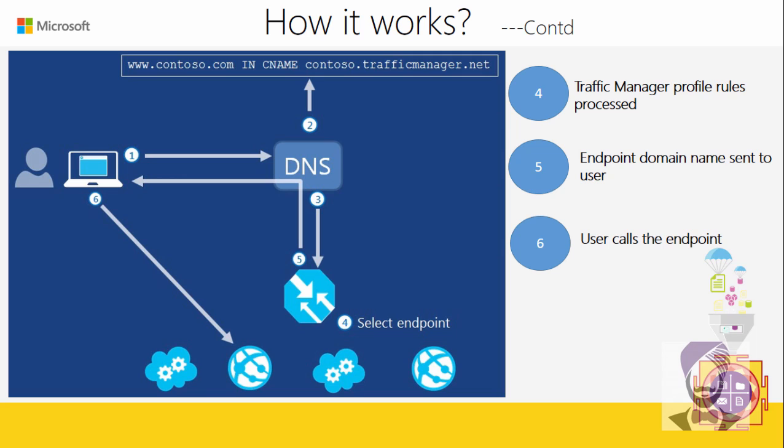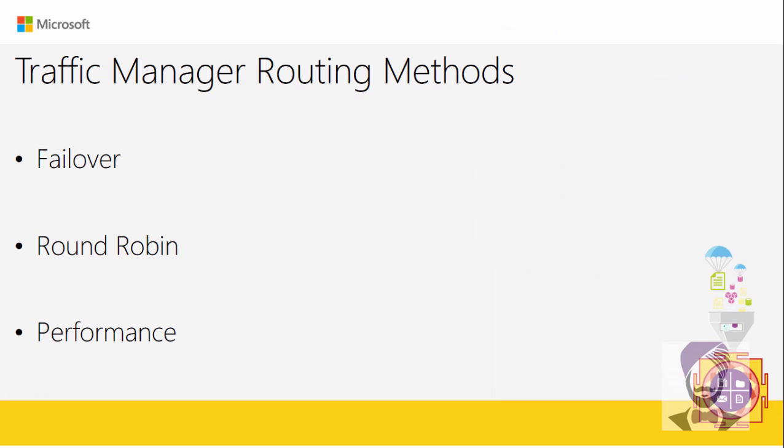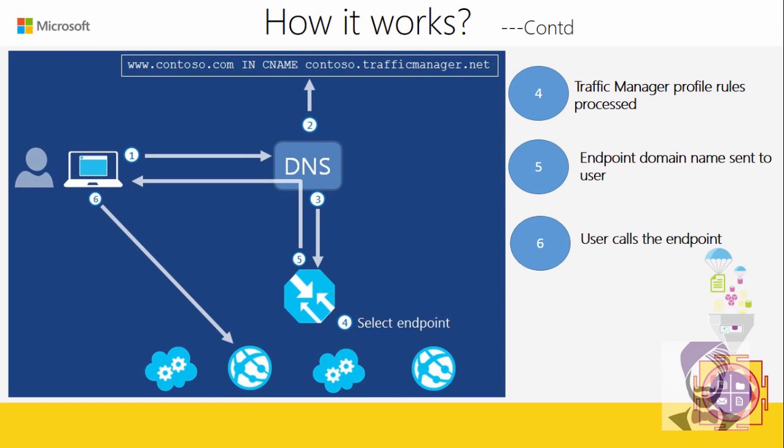According to the routing method, that could be a performance based routing method, that could be a failover routing method, and there is one more routing method, the weighted routing method. I'm not sure about that, let me just confirm. Yes, there is one more, the round robin routing method. So according to whichever routing method is configured with this Traffic Manager endpoint, it simply diverts and divides the traffic among your endpoints.